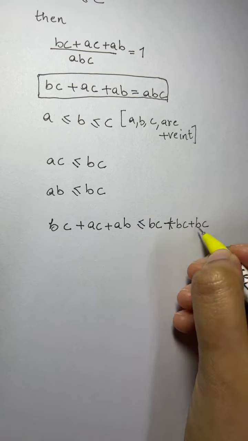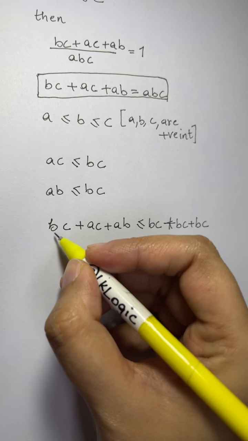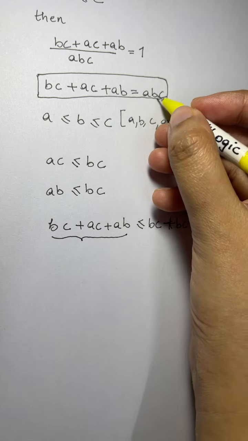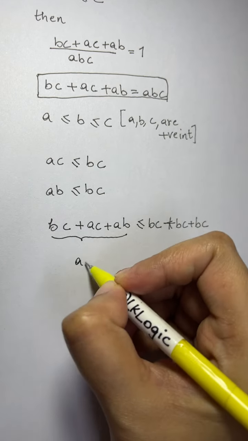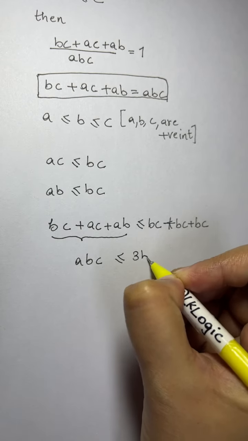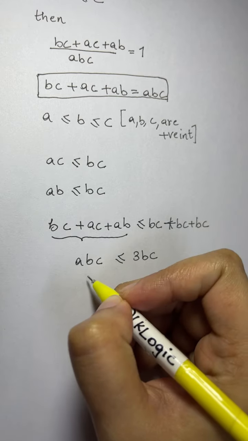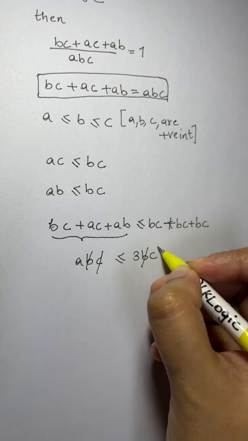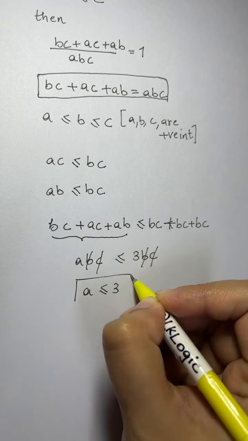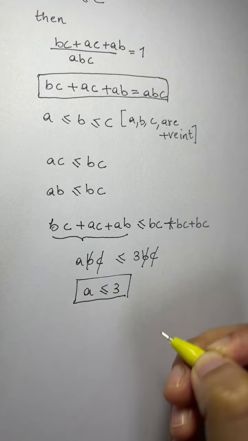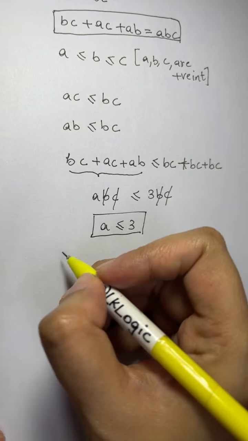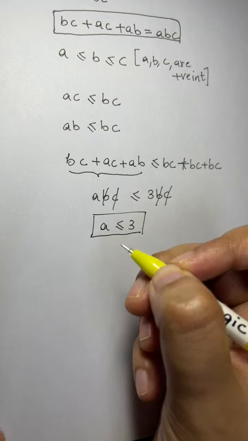So you have 3 bc's, and you already know that bc plus ac plus ab is equal to abc. Let me write it down. abc is less than or equal to 3bc. Now you can cancel off your b's and c's. So a is less than or equal to 3. So you've got one value. Now let's see. Now you have three conditions: a is equal to 1, a is equal to 2, or a is equal to 3.